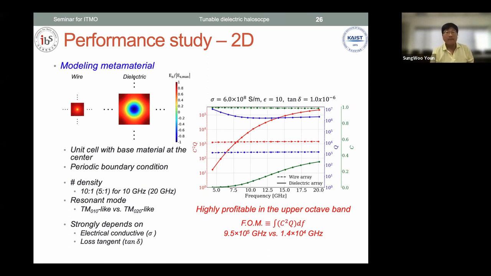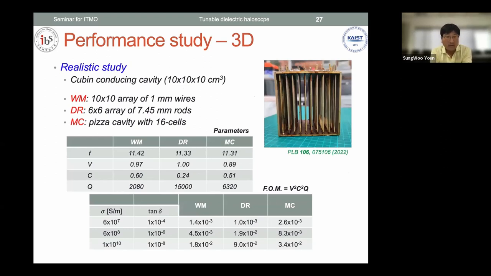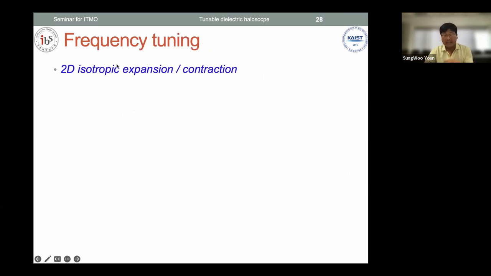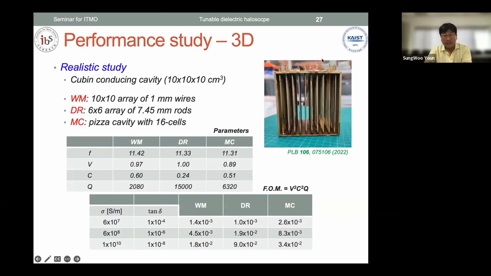Because of this, we also performed a three-dimensional performance comparison, because it is going to be more realistic. We use the same dimensions of the conducting cavity as the ALPHA consortium demonstrated in their design, 10 by 10 by 10 cubic centimeters. This is a wire metamaterial, as in their design, a 10 by 10 array of 1 millimeter wires. Then we have dielectric rods, which consist of a 6 by 6 array, and each rod has a 7.45 millimeter diameter. We also consider a multiple-cell pizza cavity, which has 16 partitions. The frequency is pretty much the same, and the volume too. There is a small degradation because of the conductor.